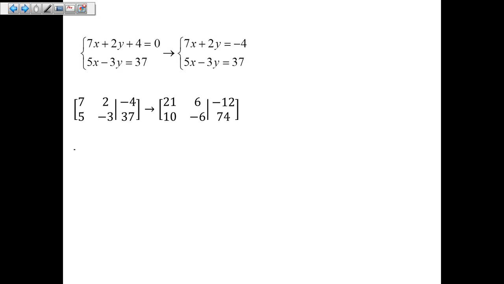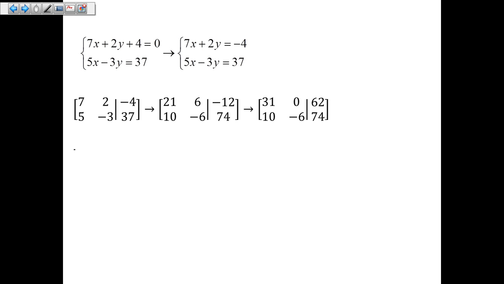Which 6 would I like to see go to 0? Well, I'd like to see that top 6 go to 0. So I'm going to take row 1 plus row 2. So 21 plus the 10 gives me a 31. 6 plus a negative 6, that gives me that 0 that I want. And negative 12 plus 74 gives me 62.